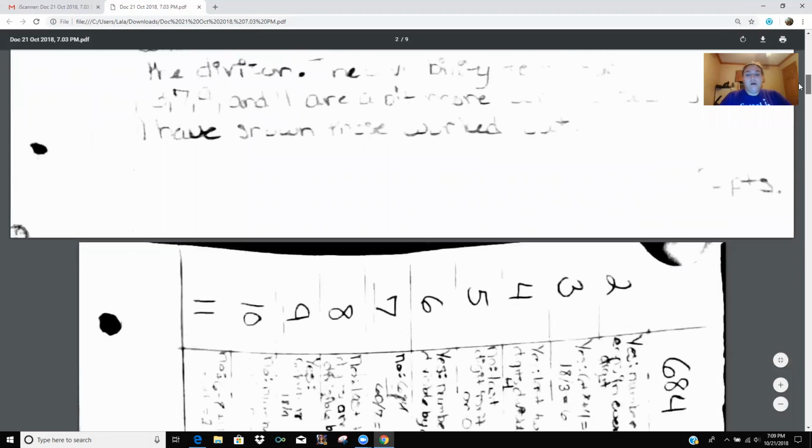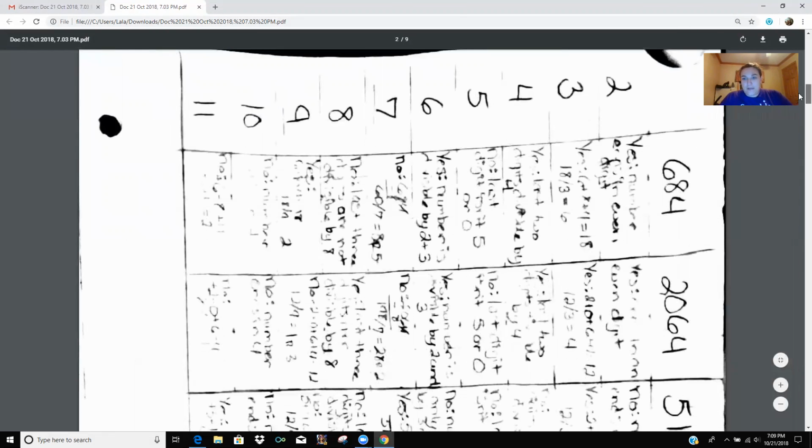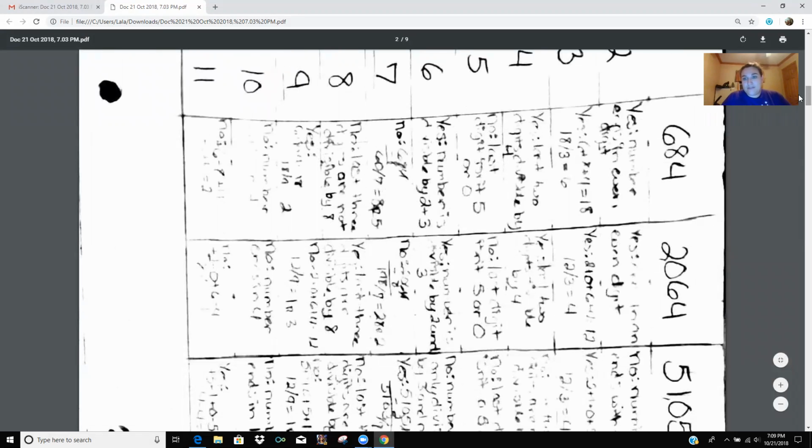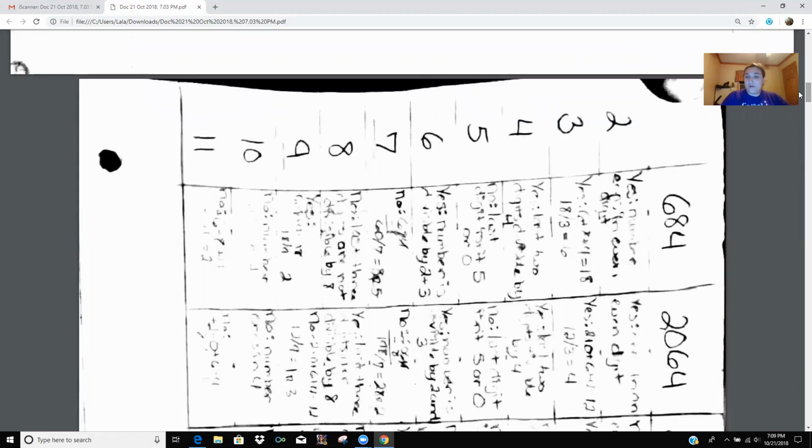Okay, so my table is sideways. It's the only way I can get it to work. So we'll just start with 684. Is 684 divisible by 2? Yes, it is, because the last number is an even digit, which is 4.